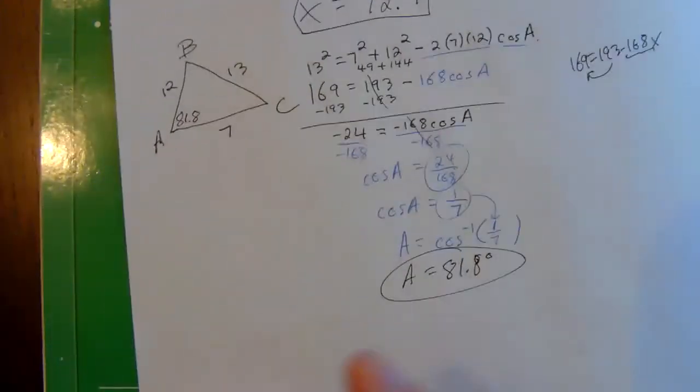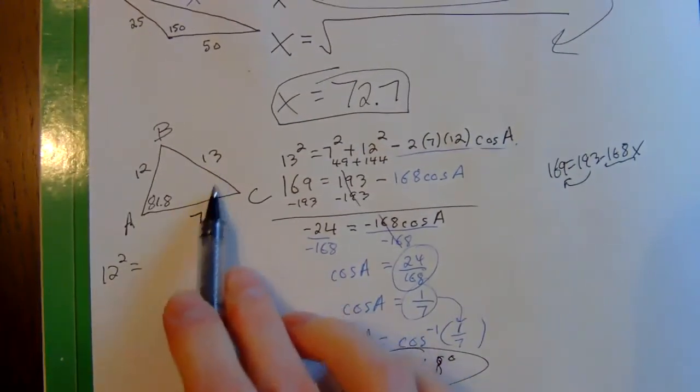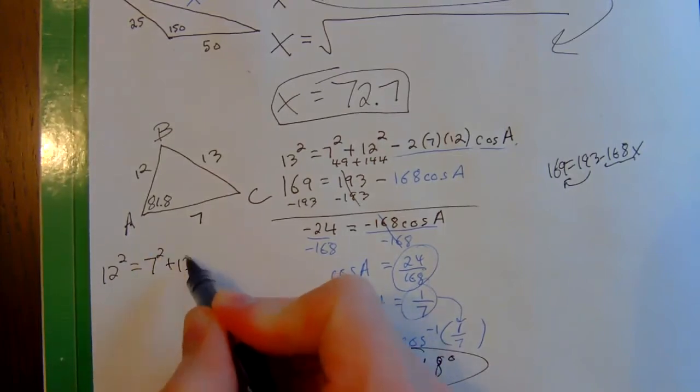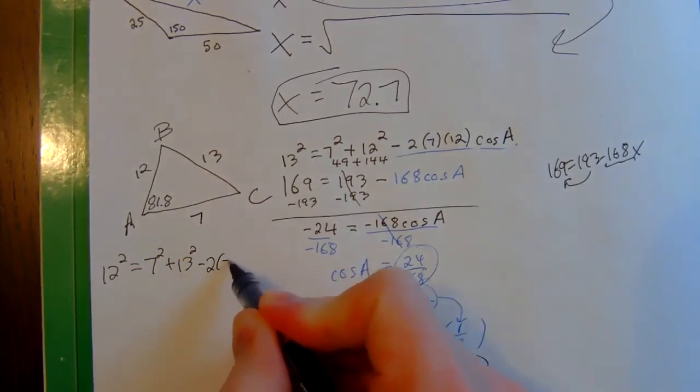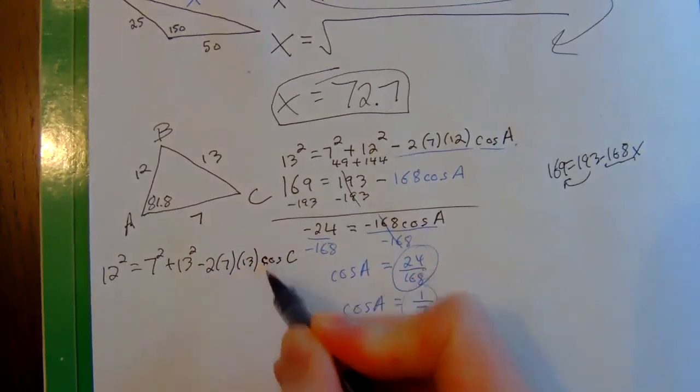So then here, I'm going to set this up again. I'm going to go 12 squared now. So I'm working with these two sides, and then this as my opposite angle. So I'm going to go 7 squared plus 13 squared minus 2 times 7 times 13 times the cosine of that angle C.